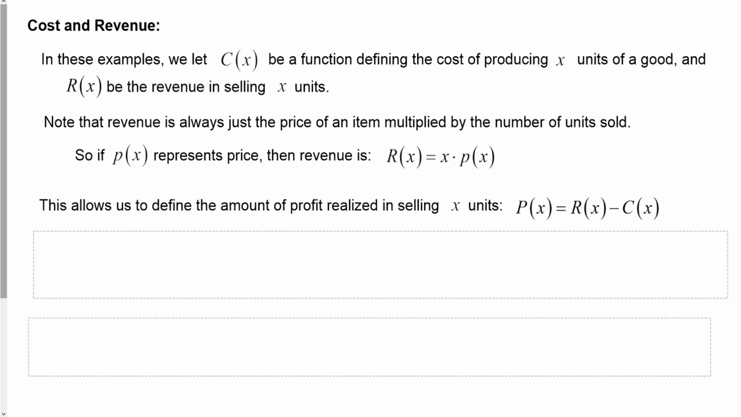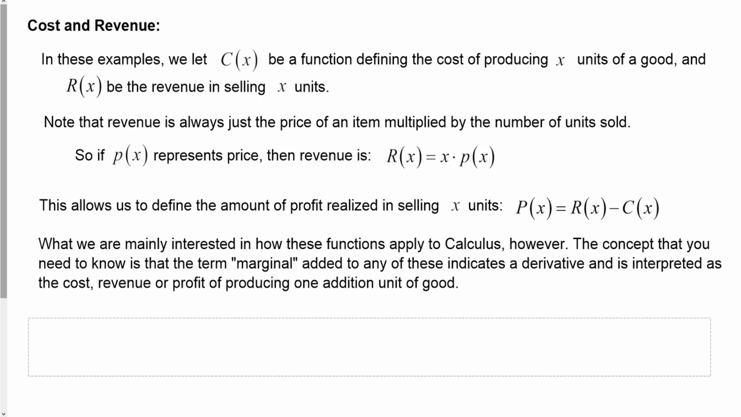This allows us to define the amount of profit realized in selling x units. So the profit is the revenue of selling x units minus the cost of producing x units. What we're mainly interested in is how these functions apply to calculus. So the concept that you really need to know is that the term marginal added to any of these indicates a derivative and is interpreted as cost, revenue, or profit of producing one additional unit of good.